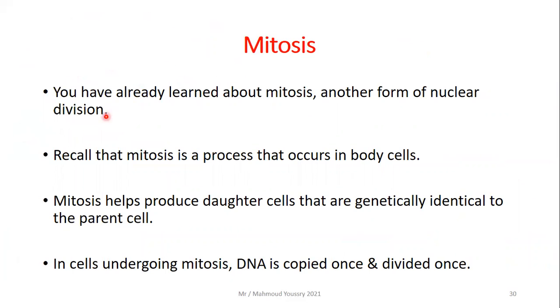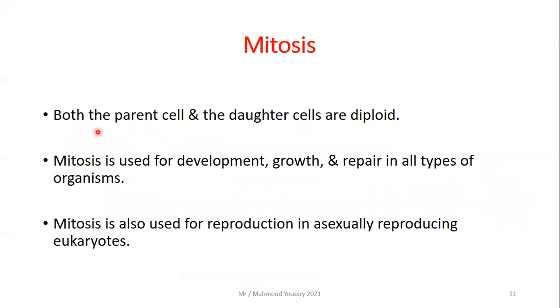Let's talk about mitosis again. You have already learned about mitosis, another form of nuclear division. Recall that mitosis is a process that occurs in new body cells. It helps produce daughter cells that are genetically identical to the parent cells. This is a very important sentence: in cells undergoing mitosis, DNA is copied once and divided once. Both the parent cell and the daughter cell are diploid because this is the same copy.